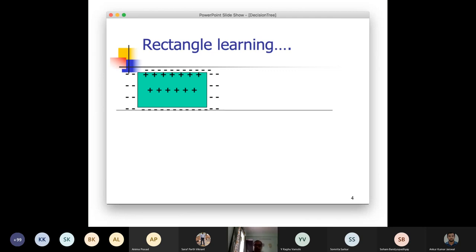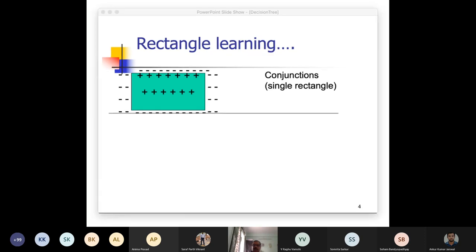But if this is the form of hypothesis, where you are presenting your hypothesis only in the form of a single rectangle, which we call a conjunction, because what you are checking is the definition of the rectangle. Yes, any question? So I think there is no question.